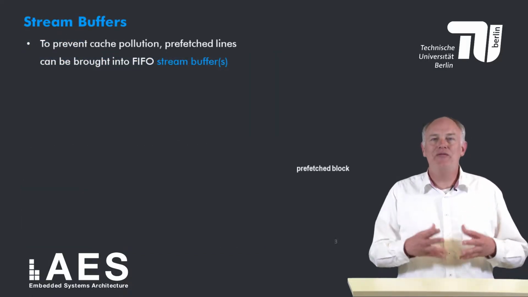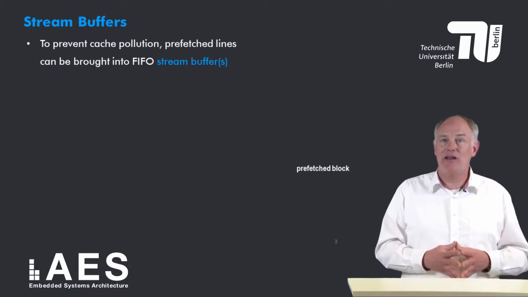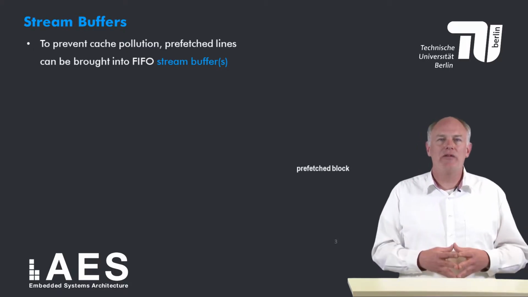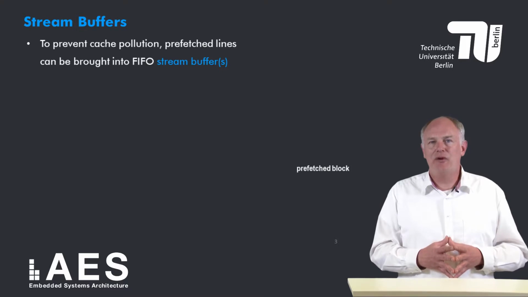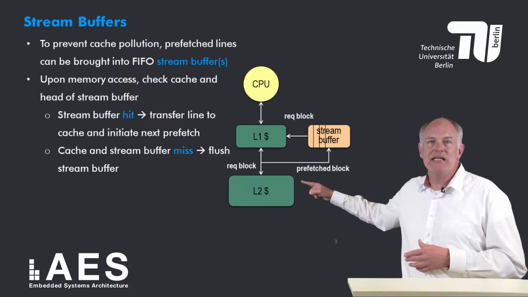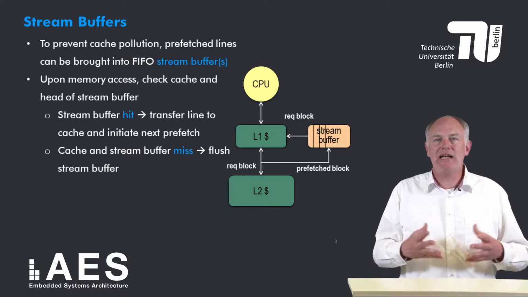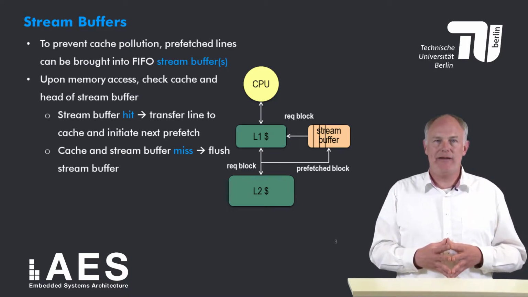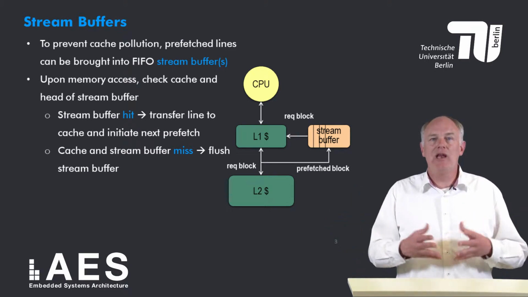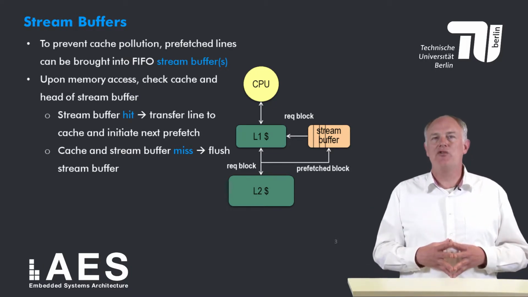To prevent prefetches from polluting the cache, meaning that they replace data that is still needed in the future, blocks can also be prefetched in so-called stream buffers that operate in a FIFO fashion. Then, if the CPU performs a memory access instruction, both the cache and the head of the stream buffer are checked to see if the requested block is there. If we have a cache miss but a stream buffer hit, then we bring the line to the cache and initiate the next prefetch to sequentially fill the stream buffer.